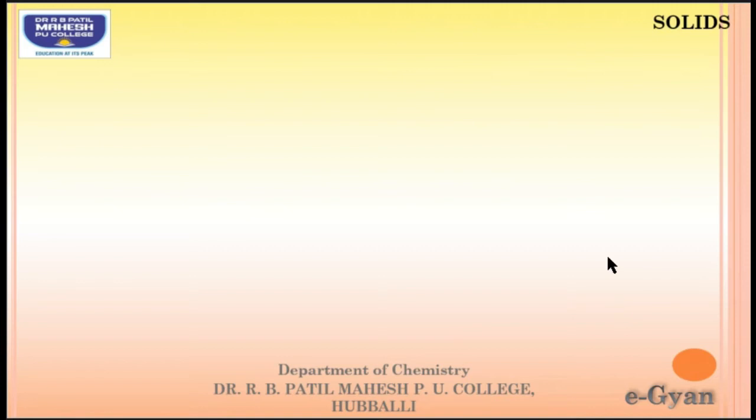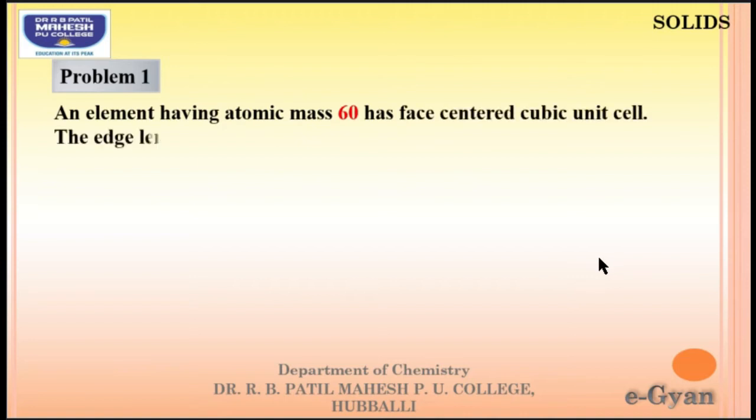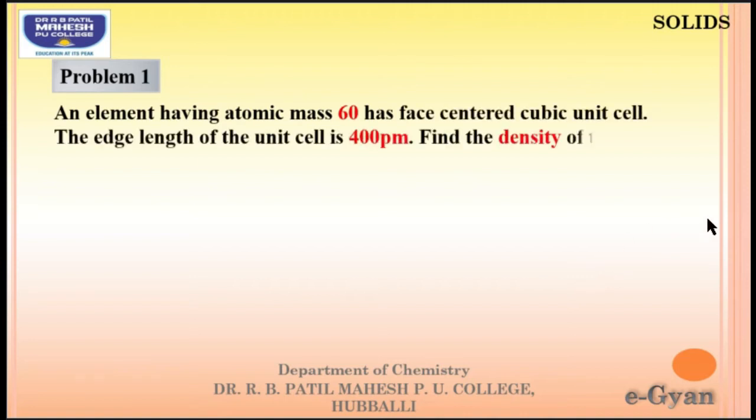Let us start with the numericals. First numerical: an element having atomic mass 60 has a face-centered cubic unit cell, that is FCC. The edge length of the unit cell is 400 picometer. Find the density of the unit cell. Let us see the solution.